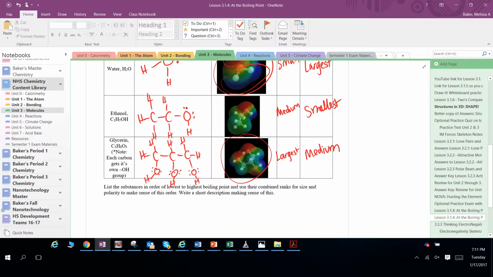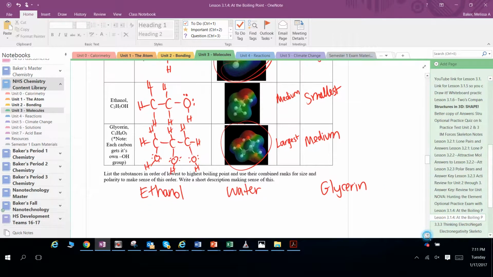Now it says list the substances in order of lowest to highest boiling point and use their combined ranks for size and polarity to make sense of this order. So the one that came out first, fraction 1, was definitely the ethanol. And water came out second. And then last, the thing that never came out was the glycerin.